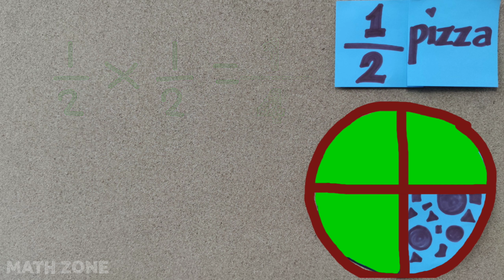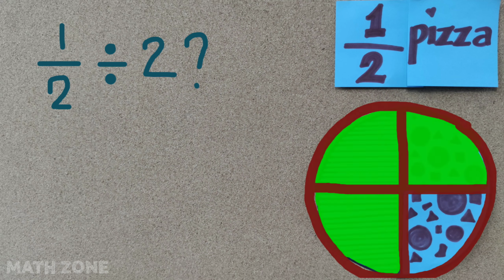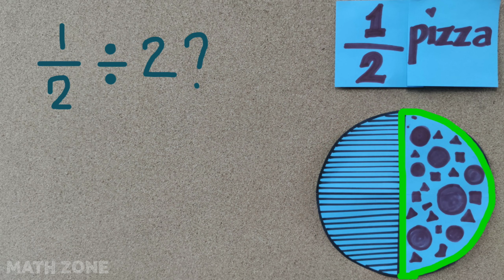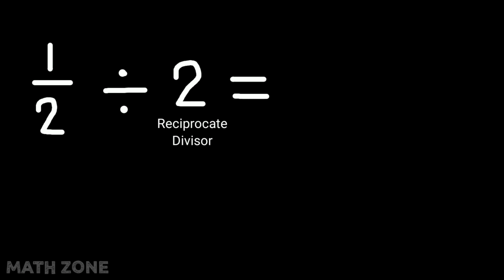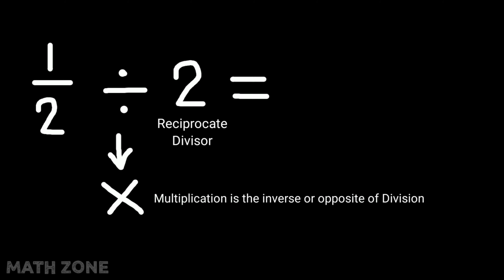We can try the other equation I mentioned earlier. That is 1/2 divided by 2, because half the slice of the pizza is divided by 2. To divide a fraction, reciprocate the divisor or the second fraction and change the operation into multiplication, because we know multiplication is the inverse or opposite of division, and this is exactly what we are doing with our equation. We will inverse it to multiplication.